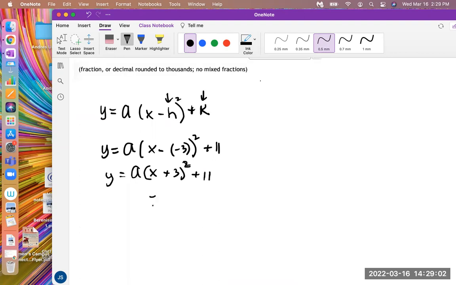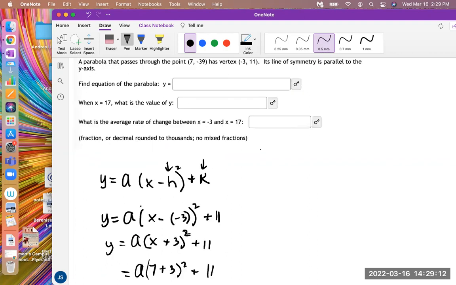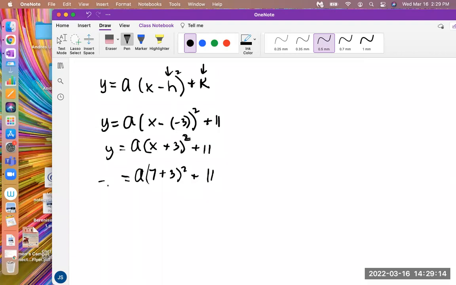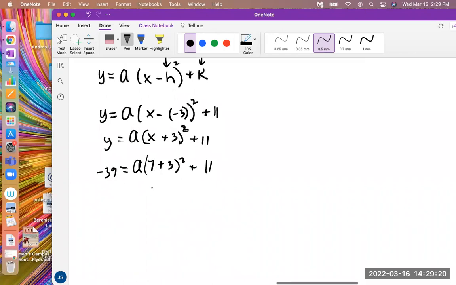So 7, this becomes and negative 39 over here. And now I can solve this equation for a. Like I said, it's a times (7 plus 3) squared. So that'll be a times 10 squared plus 11, which equals negative 39. I said 100 squared at first, oops, 10 squared. That's what I meant.